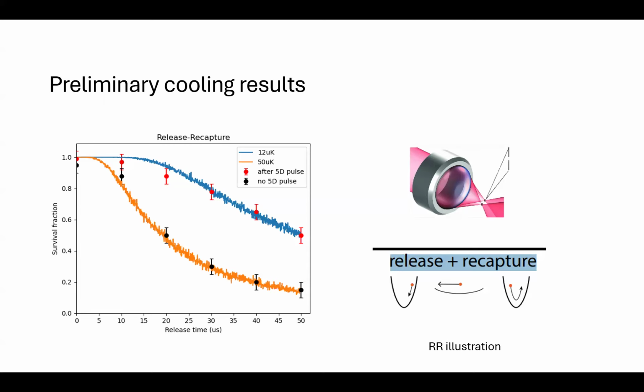For the temperature, we do see initial cooling results with the 5D beam when you interact with it. Before interacting, it has a 50 microkelvin temperature, but after interacting, we are able to cool it down to tens of microkelvin, which corresponds to an average motional state of 4.